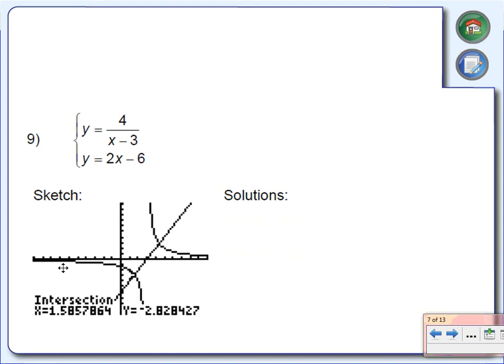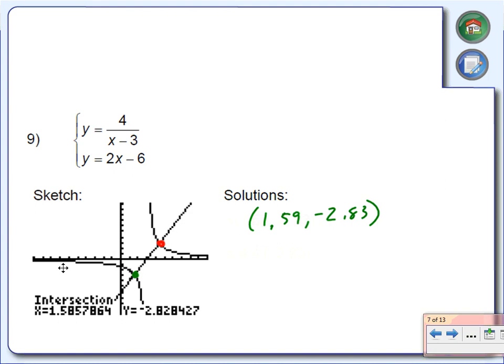Those 2 curves represent the rational. And of course, the straight line represents the linear. So what we are looking for is the 2 points of intersection. There's 2 answers. There's one right here, and there's another one down here. That's what we're looking for. Now, I've already got one for you, and that's this one down at the bottom. That ordered pair is 1.59 and negative 2.83.